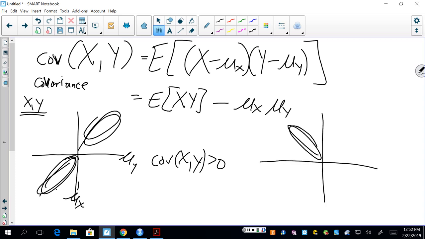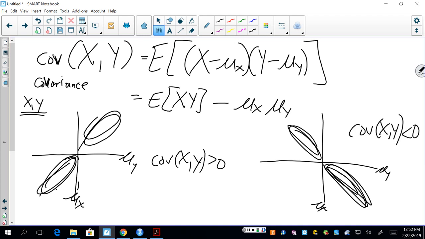The other way, if you have, again, this mean of x, mean of y, at that level, if the points tend to be that way, so when x is big, y is small, and vice versa, then you tend to get covariance that's small, negative. So covariance becomes a kind of one number summary looking at the associations here.